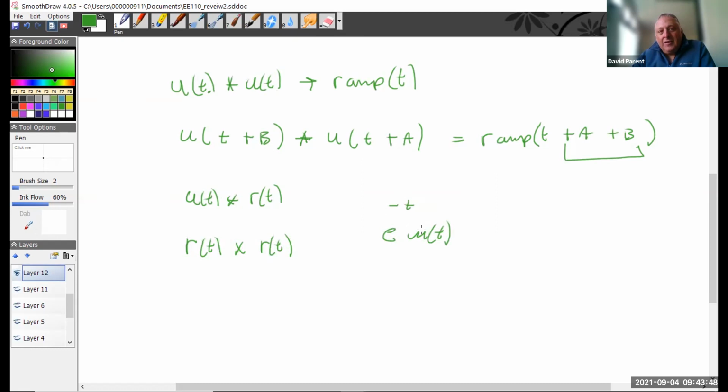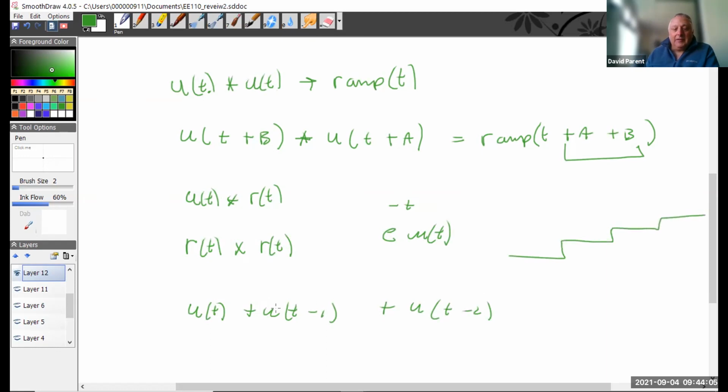All right, but if I had this very long linear equation with many terms, right? If I had u(t) plus u(t-1) plus u(t-2), and I plot that out, it would look something like that. And I want to convolve that with e to the minus t u(t). And you say, well, that's a really hard thing to do, right?